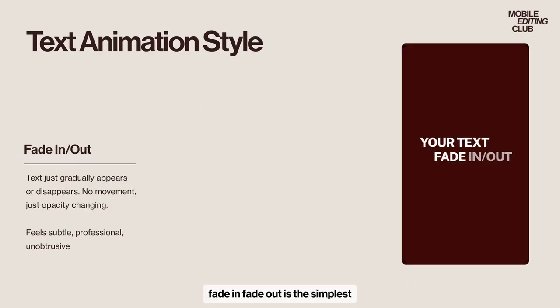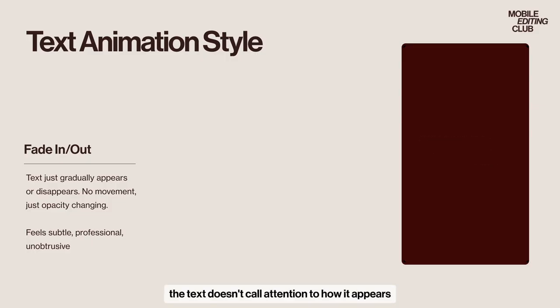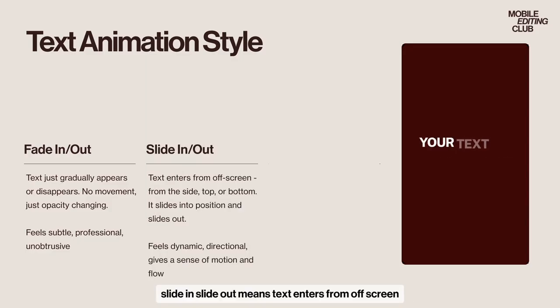Fade in, fade out is the simplest. Text just gradually appears or disappears. No movement, just opacity changing. This feels subtle, professional. The text doesn't call attention to how it appears. This is perfect for brands that want minimal, sophisticated motion, or when you want text to feel secondary to your footage.